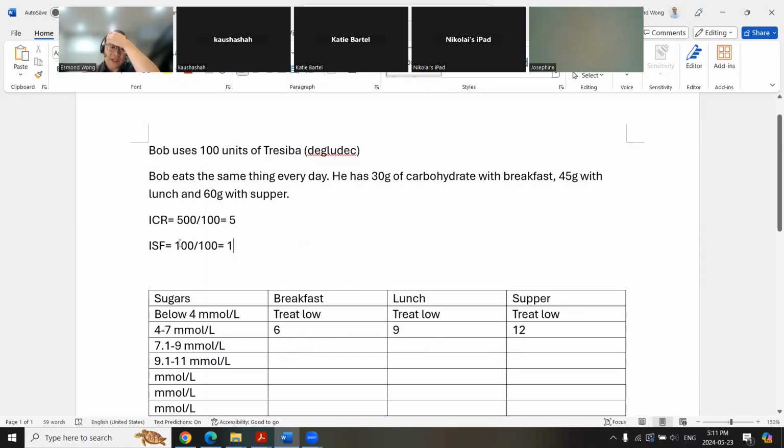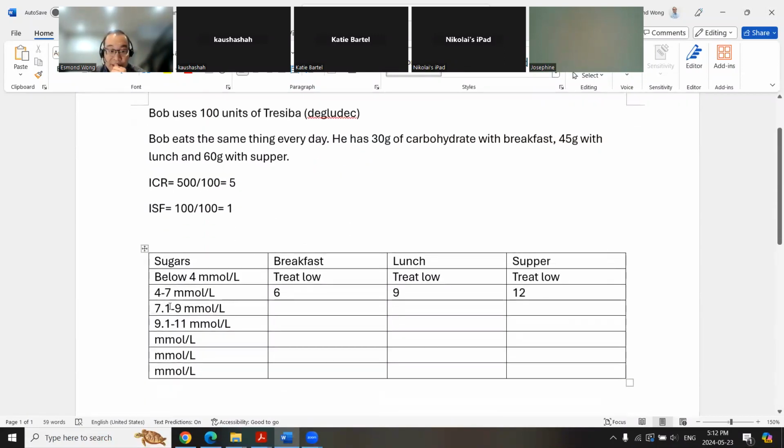Okay, so now we know his ISF is just 1. 1 unit brings him down 1. So if we use the same thing, 7.1 to 9, 9 doesn't work, because if he took 1 extra unit, 9 would only bring him down to 8. So now this scale becomes 7.1 to 8, and this becomes 8.1 to 9. Because if he had his regular breakfast, he would need 6 to cover the 30, and then he needs 1 extra if he's at 8 to bring him down to 7. Or if he's at 9, he needs 2 extra to bring him down to 7. And then the base of 6 for his 30 grams of carbohydrate. And same thing over here.